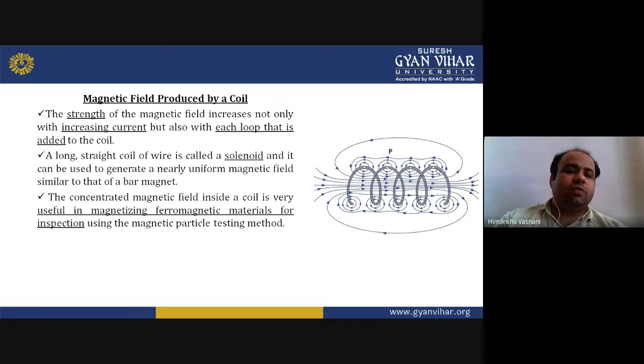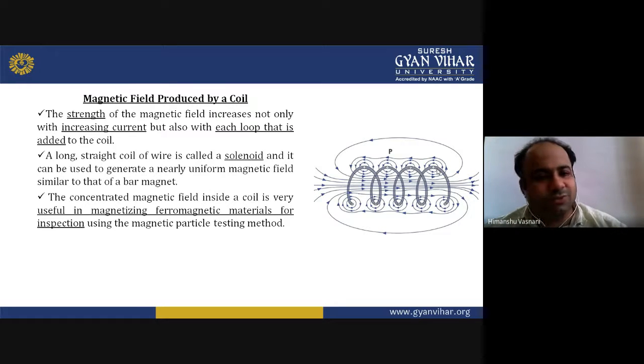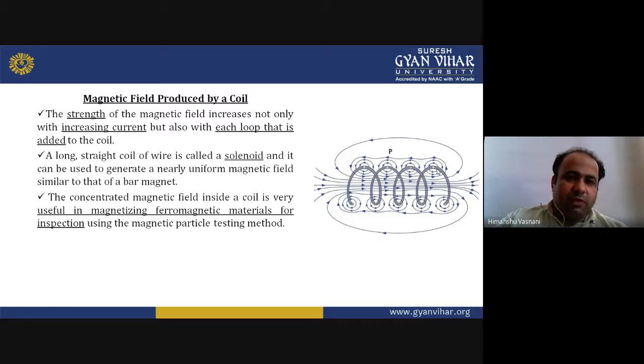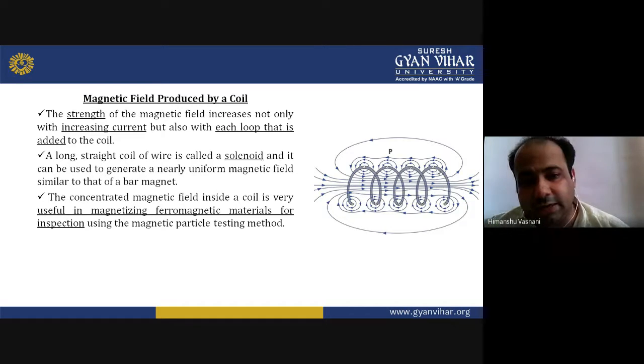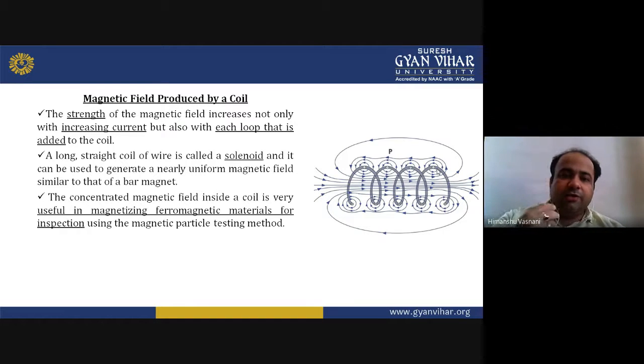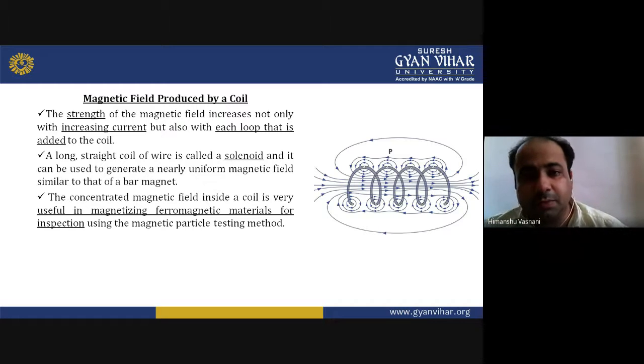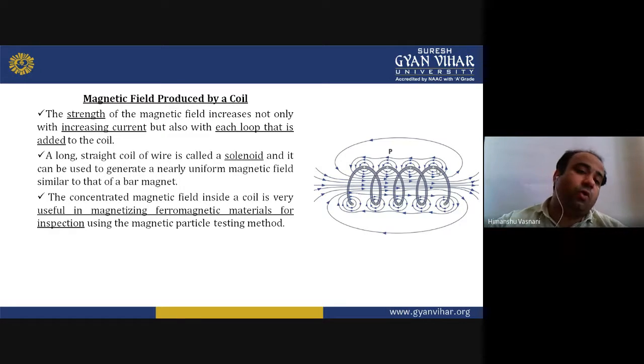A long straight coil of wire is called a solenoid, and it can be used to generate a nearly uniform magnetic field similar to that of a bar magnet. Here they are comparing a straight coil with a bar magnet, and they say that a solenoid, that is a straight coil of wire, can be used to generate a nearly uniform magnetic field similar to that of a bar magnet. This is the strength of the coil.